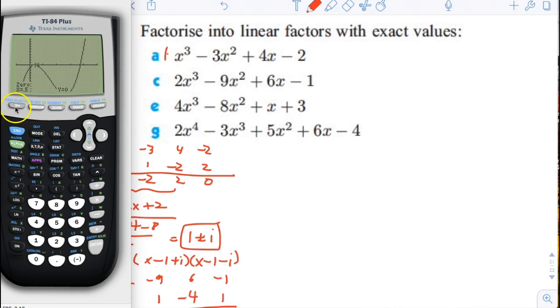So e is a cubic. We'll put it in here. 4x cubed minus 8x squared plus x plus 3. Graph. Okay. I don't know, that looks like 1. Let's try to find that one.